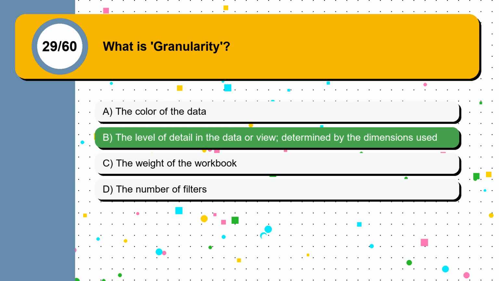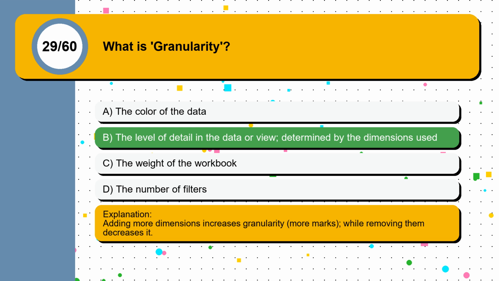The correct answer is option B, the level of detail in the data or view determined by the dimensions used. Adding more dimensions increases granularity, more marks, while removing them decreases it.